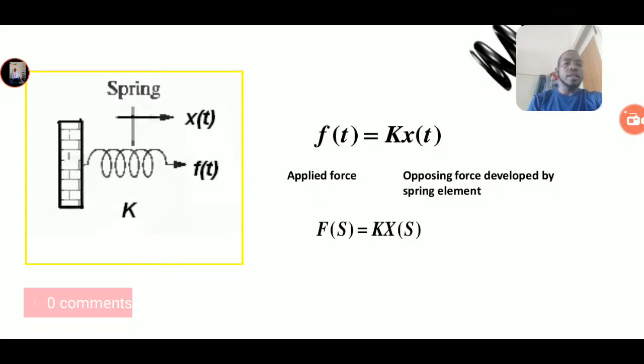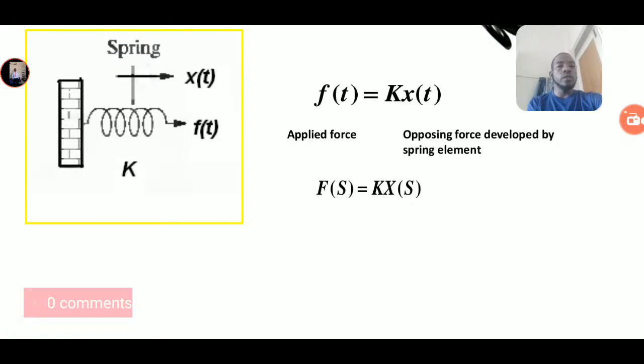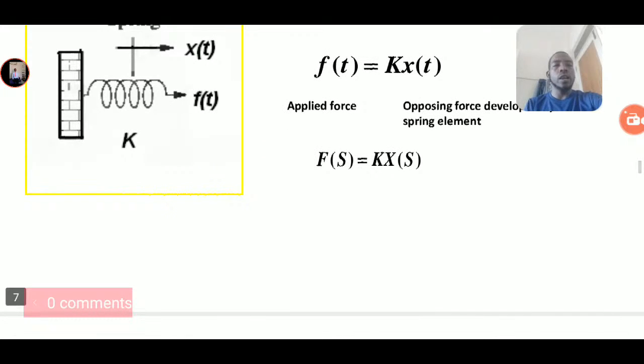Here f of t, the expression on the left side, is known as the applied force, and the expression after the equal sign is the opposing force developed by the spring constant. We are going to change into the frequency domain, that means we are changing the above f of t equals kx of t equation into the Laplace transform. So we get F of S, and S should be a capital S for the Laplace transform. F of S is equal to k X of S, with capital F, capital S and capital X. This is the Laplace transform.